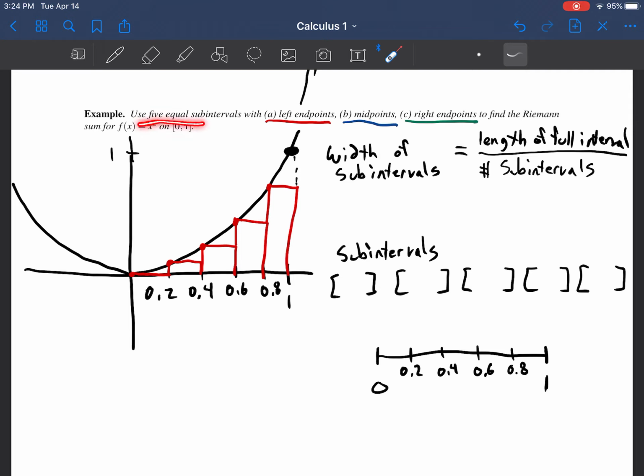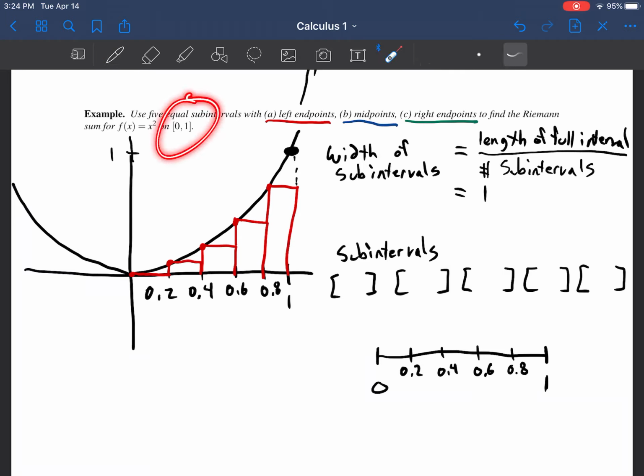So first we need to find what these subintervals are going to be. Okay, we know we need 5 of them. We need to find out what they're going to be. So the first thing you need to do is figure out how wide these subintervals are going to be. Okay, so to find the width of these subintervals, you need to think about what is the total length of the interval to start with, right? So we're starting out with this interval from 0 to 1. Its full length is going to be 1, right? So the distance from 0 to 1 is going to be 1. So this is 1. Okay.